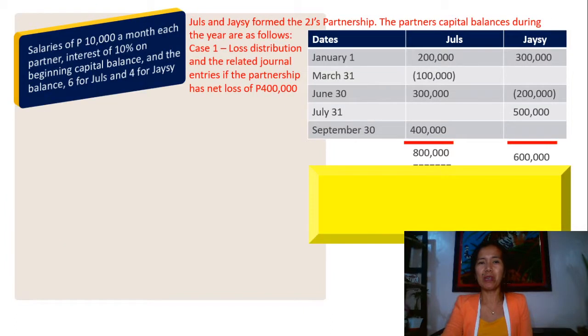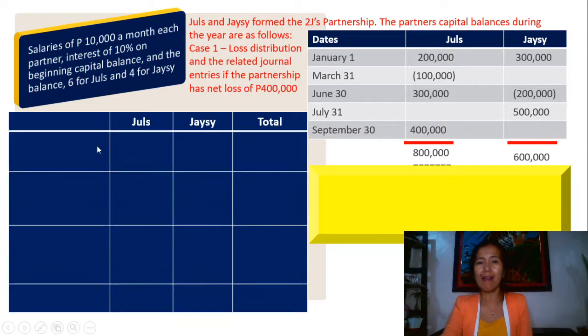Let's proceed to assumption number 2, provision of salaries, interest, and the balance 6:4. Like what I discussed in my previous lesson, the first thing to do is to prepare a table. And we are going to read again the agreement. We'll need to understand this. So the first item in the agreement is salaries to the partners. You write there, salaries to partners. By how much? That is 10,000 a month per partner.